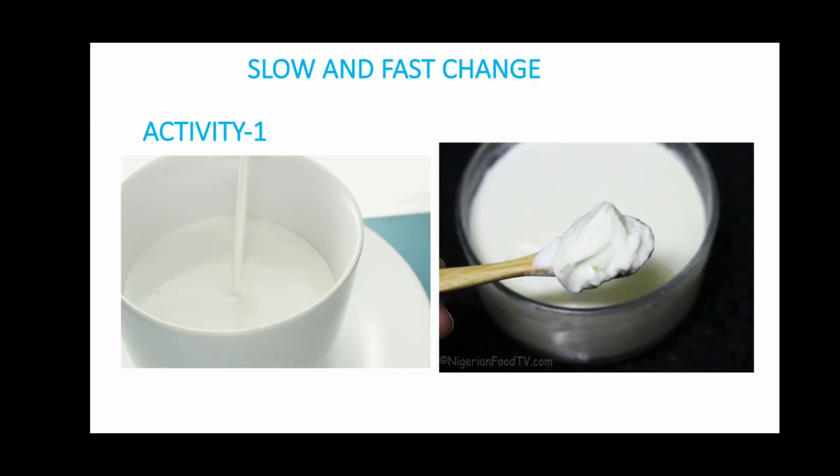In this activity, add a small amount of curd into a bowl of lukewarm milk. The bacteria that are already present in the curd convert the whole milk into the curd. It takes a few hours to convert milk into curd. So it is a slow process. So this can be the example of a slow change.